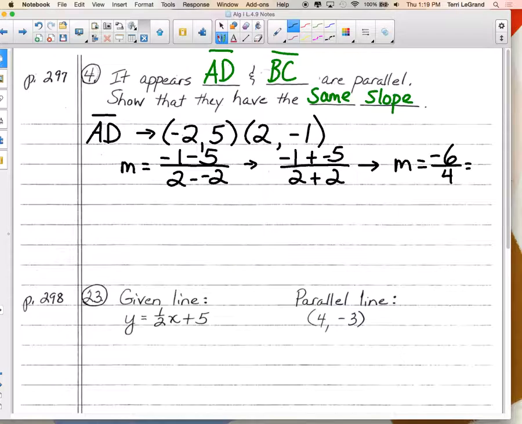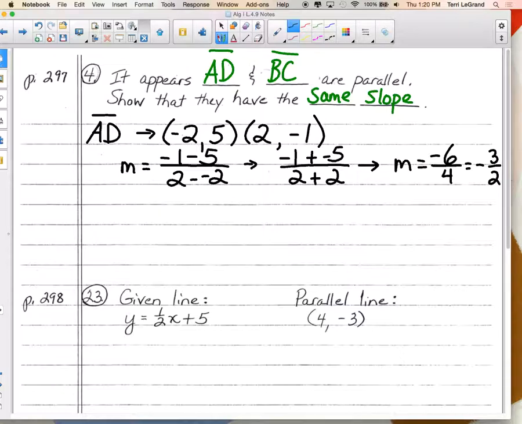We better all get the same slope in the end. We might have reversed the order. Let's get the same slope. What is the slope? -6/4, which simplifies to -3/2, right? So we're going to pull the negative sign out front. When just one of the numerator or the denominator is negative, it makes the fraction negative. So the slope of this line segment is -3/2.